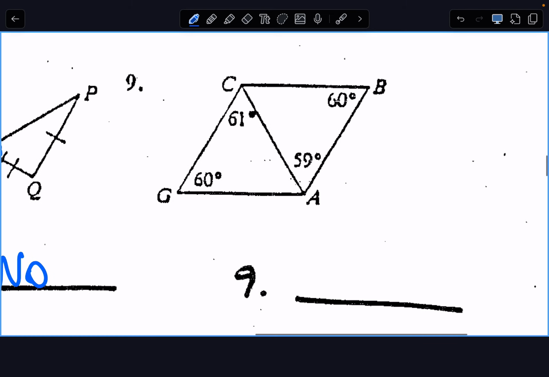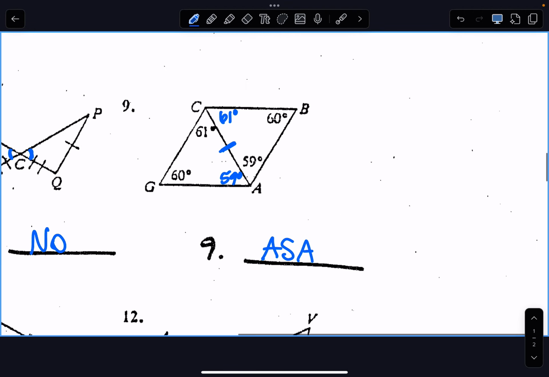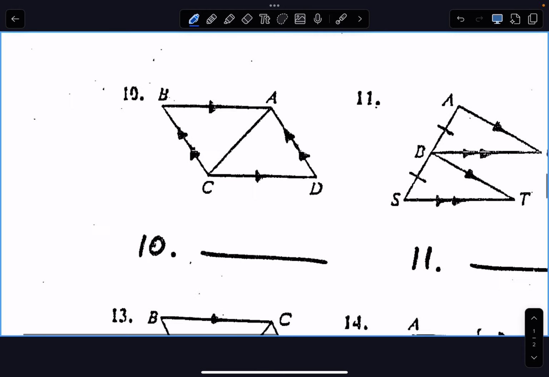Okay, now in number 9, what is this mystery angle right here? 59. Okay, this is 59, and the other one's 61. Okay, so what's true? Side, angle, side. Angle, side, angle. Not the same thing. Not even close to the same thing. We even know that because we wrote that down.